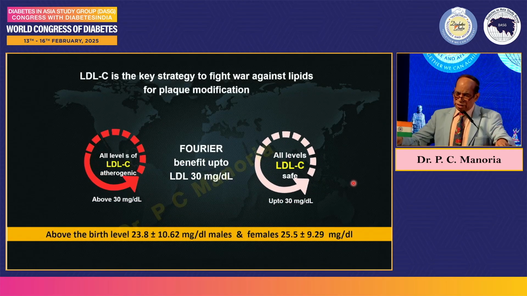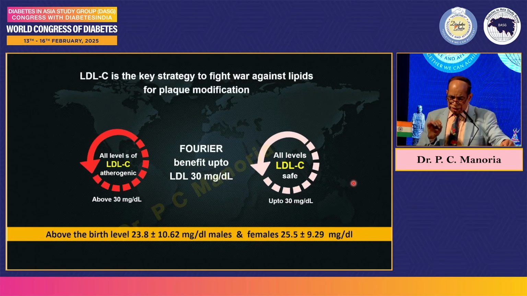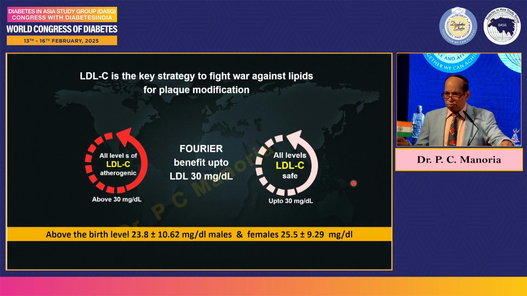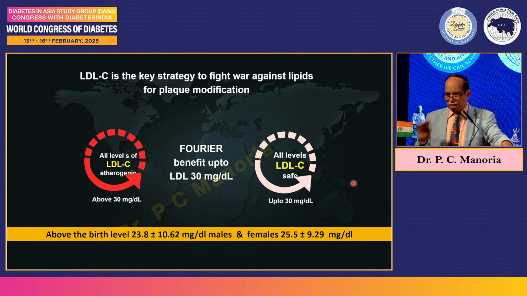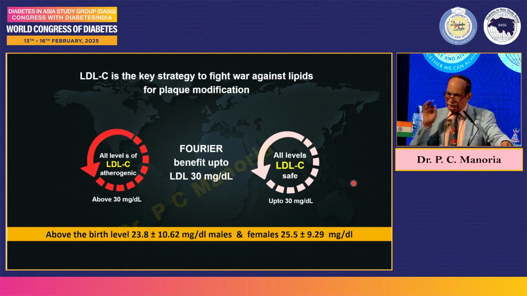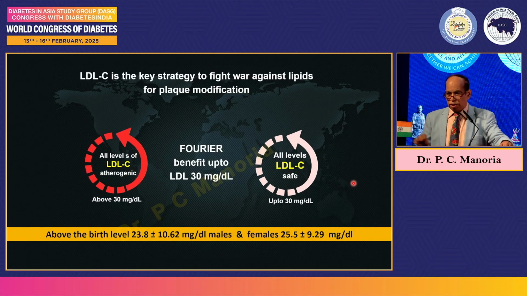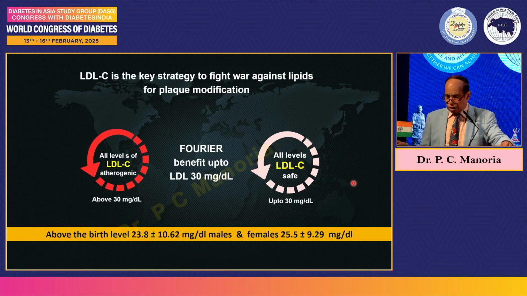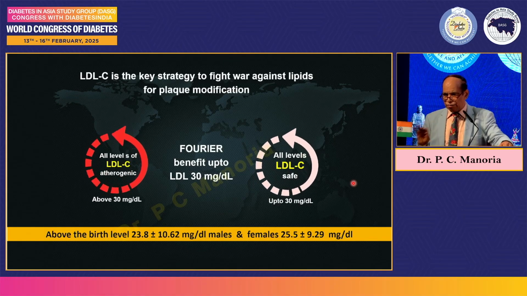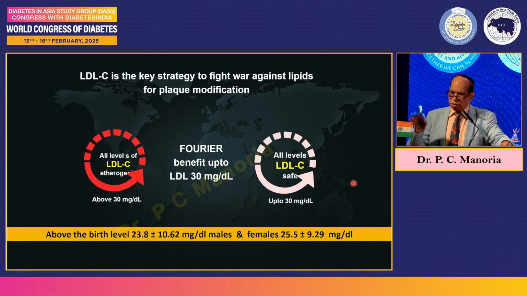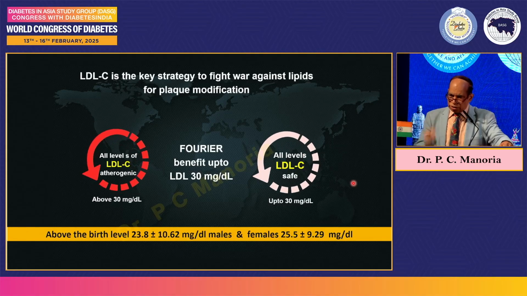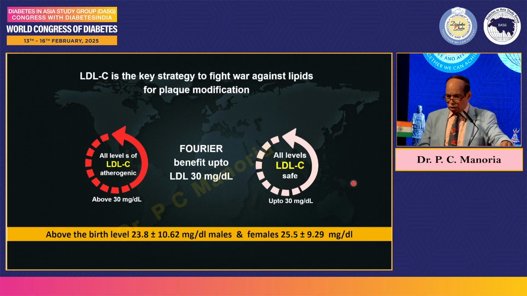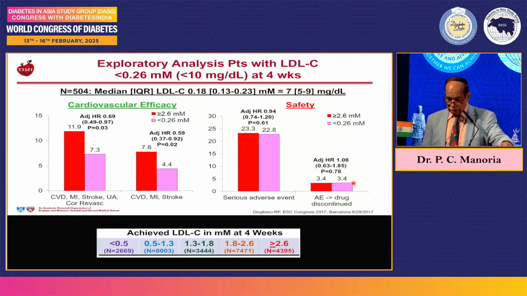The key message for this is all levels of LDL are atherogenic above 30. We are born with an LDL level of 30, as you can see on the screen. Any level above 30 is atherogenic, and the FOURIER trial beautifully showed it. If you lower LDL to 30, you get benefit, and all levels of LDL are safe above 30 because you are trying to lower it from a higher level to physiological. You are producing physiological lowering of LDL and not pathological.